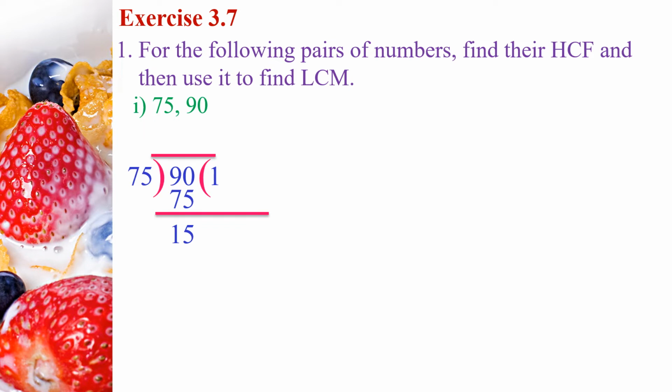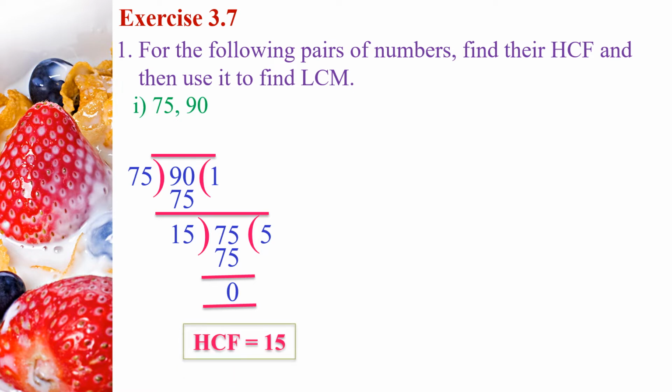Now we are going to divide the divisor by the remainder. So we'll get 75 here. So how many 15s are 75? 5 times. So 5 15s are 75. So the remainder is 0. Now the HCF equal to 15.